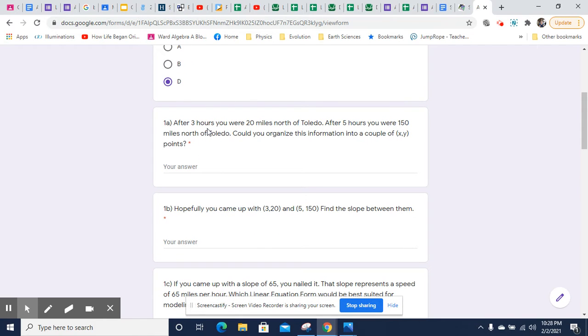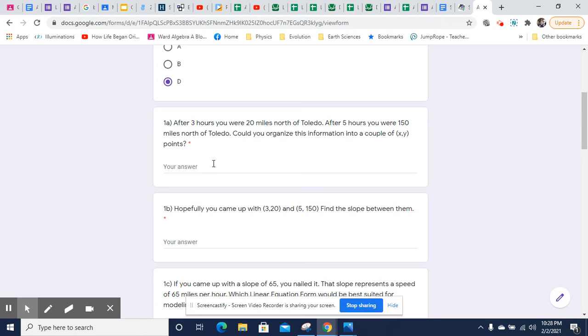So after 3 hours, you were 20 miles north of Toledo. After 5 hours, you were 150 miles north of Toledo. So clearly you're traveling in some way. Could you organize this information into a couple of XY points? In fact, we can. Time and distance.